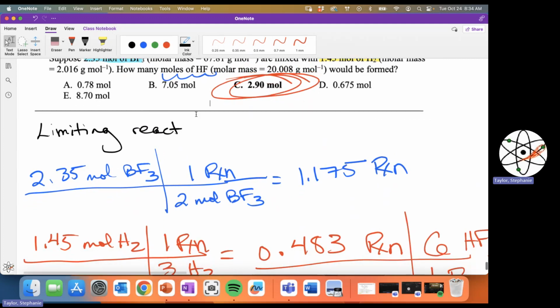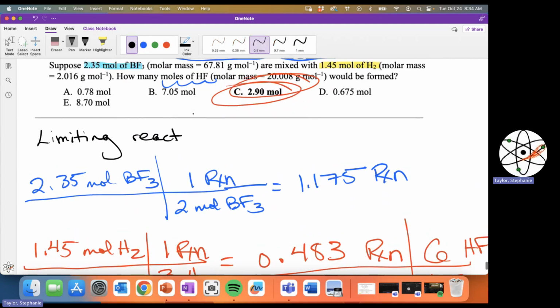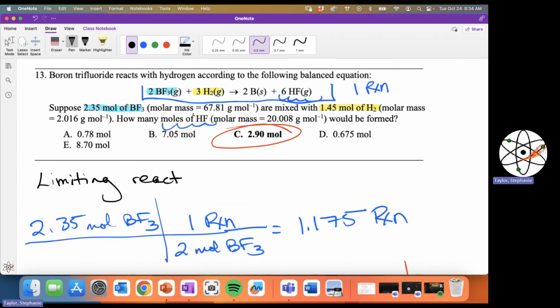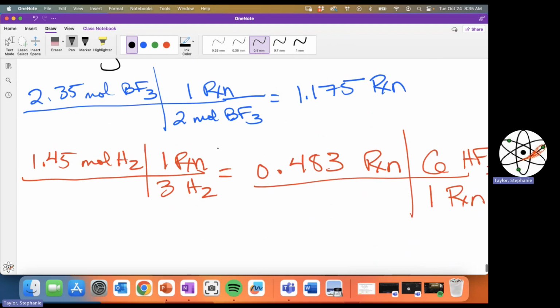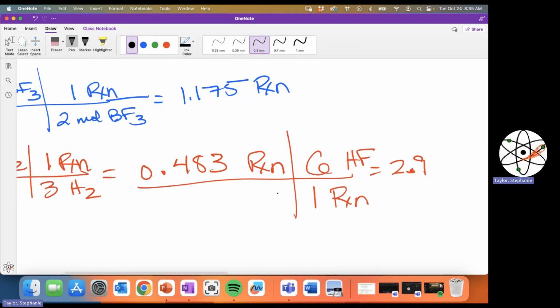2.9. Notice in here that we did provide a bunch of molar masses. We provide a bunch of molar masses to try to throw you off. We never needed grams. We gave them to you, but we never actually needed grams. So the only thing we needed to do is figure out which one was a limiting reactant, which we could do just dividing moles by the stoichiometric coefficient. Whatever number is smaller is the right answer.